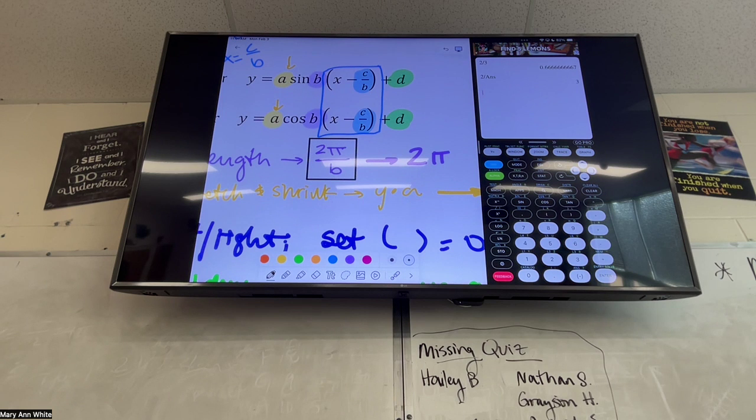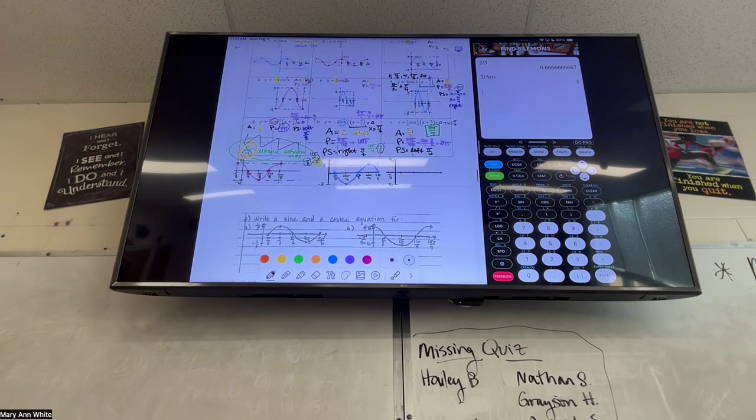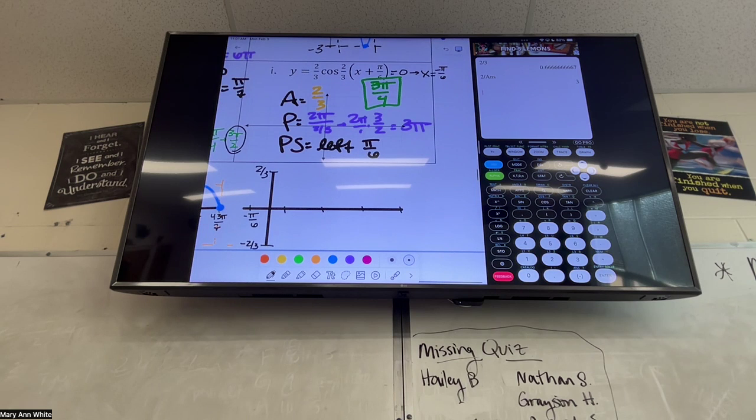So B is whatever number is being multiplied by your X or by your angle, and it's always 2 pi on top. Okay, I also labeled my picture with my amplitude on top, 2/3 and negative 2/3. And then I knew I was going left pi over 6 instead of 0. So I have a starting point on the left and I have a high point on my graph and low points on my graph. Gus, other questions?